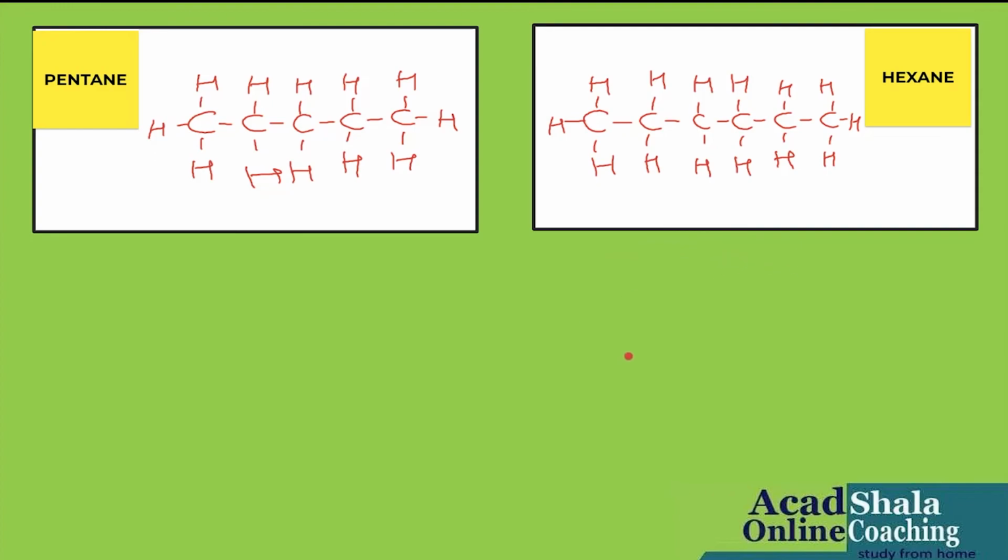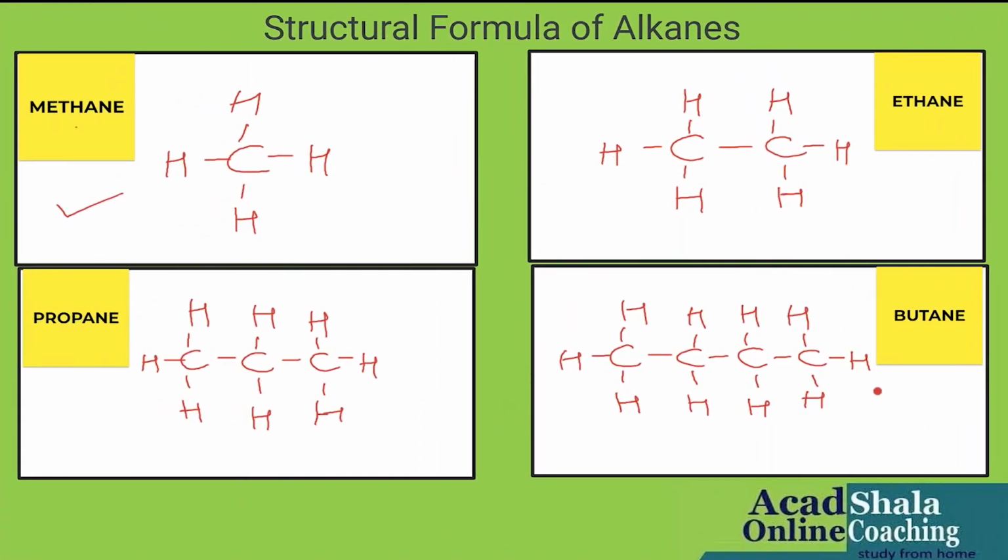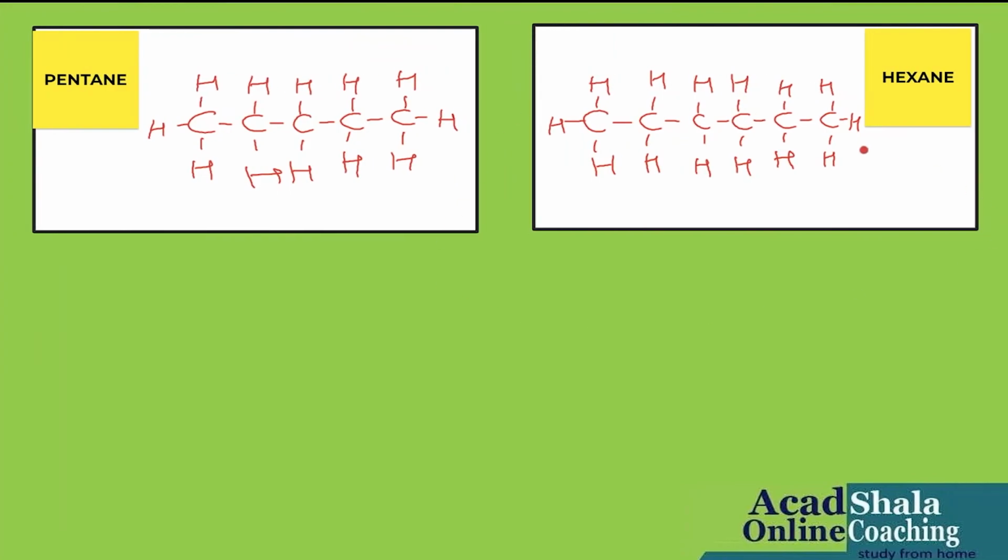But before that, you need to know the molecular formula, which is really very, very important. See, these types of structures, you can draw. So this is all about the structural formula of alkanes, which we have done. That is methane, ethane, propane, butane, pentane, and hexane.